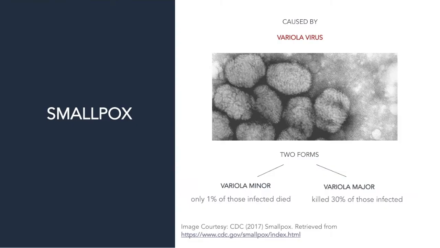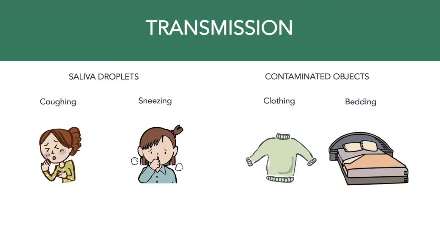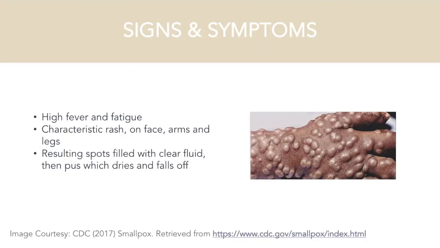Smallpox was an airborne disease caused by the variola virus and is transmitted via saliva droplets or contaminated objects of an infected person. Early symptoms include high fever and fatigue. The virus then produces a rash, particularly on your face, arms, and legs. The resulting spots become filled with clear fluid and later pus. This forms a crust which eventually dries and falls off.